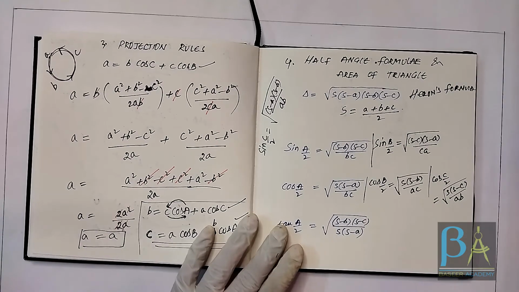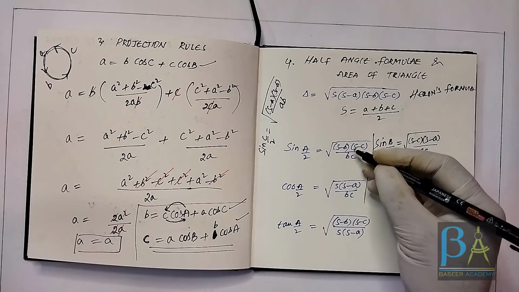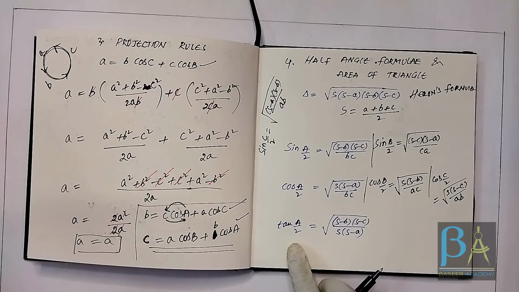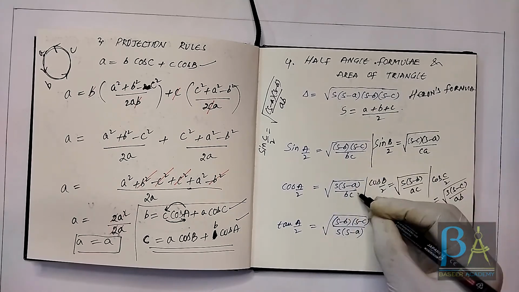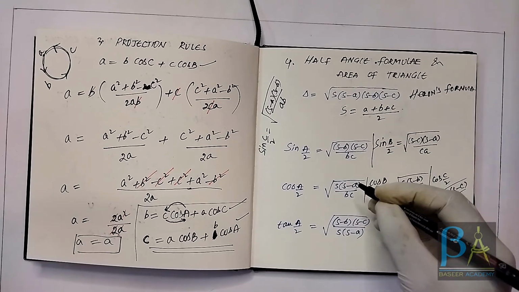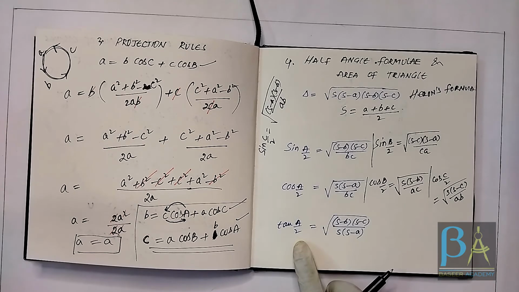Now tan A by 2, you can get tan A by 2 when you divide sine A by 2 by cos A by 2, because obviously tan is sine by cos, isn't it? So when you divide these two, obviously bc and bc cancel out and you end up getting s minus b, s minus c in the numerator, and then s into s minus a in the denominator. I hope you can now find your way towards getting what tan B by 2 and tan C by 2 would look like.